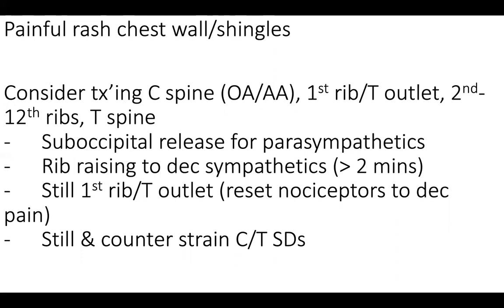So we could do a suboccipital release for our parasympathetics. We could do rib raising to decrease sympathetics. So remember, if we decrease sympathetics, we need to do our rib raising for greater than 2 minutes. If we do it less than 2 minutes, we're going to be affecting parasympathetics instead. Do Still technique for the first rib to reset nociceptors to decrease pain, and then Still and counterstrain for our C and T spine somatic dysfunctions.